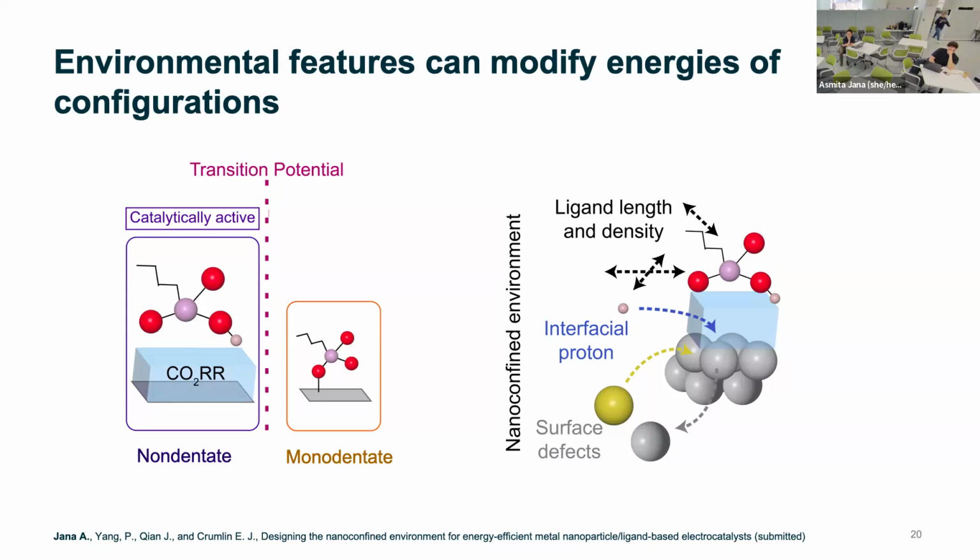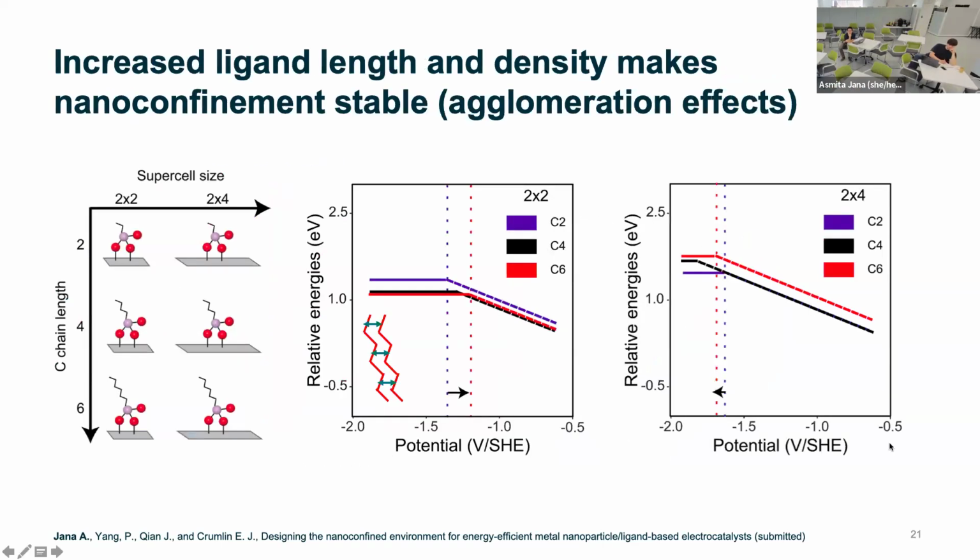So in the ligand case, I have decided to target the length and the density. So I'm going to change both of these parameters and see whether I can push the transition potential this way, right? Because that's the way I desire. I'm going to add an interfacial proton, see which way the transition potential moves, and then I'm going to introduce a series of surface defects to see where it moves. So that is my set of experiments that I'm doing.